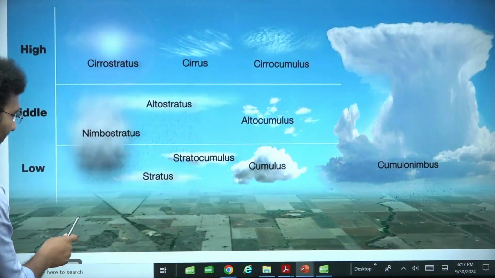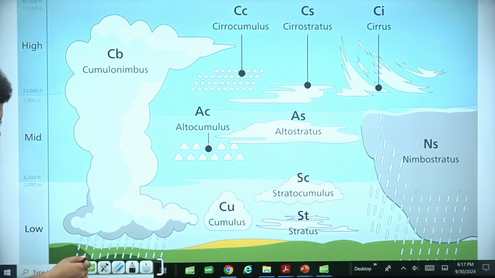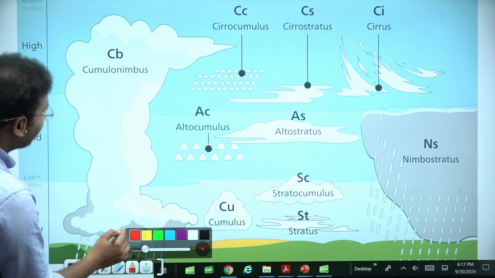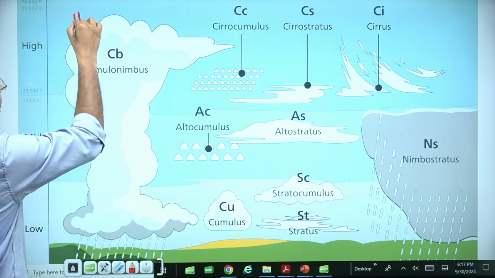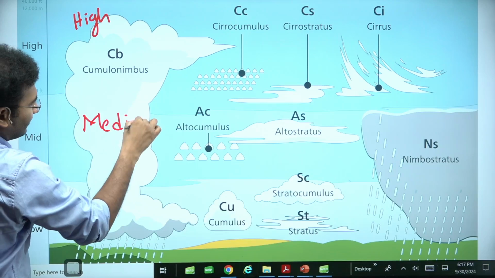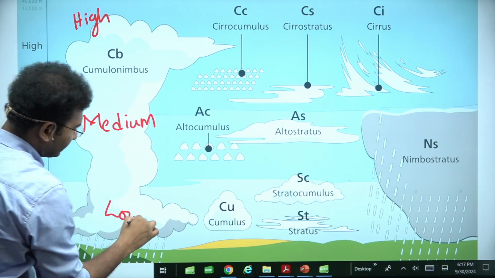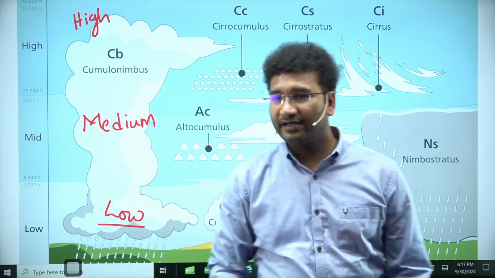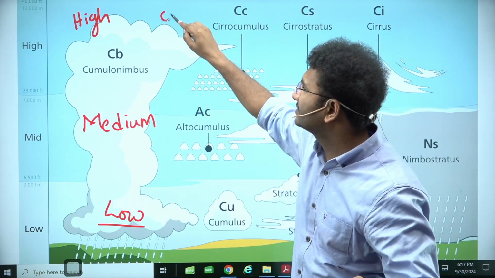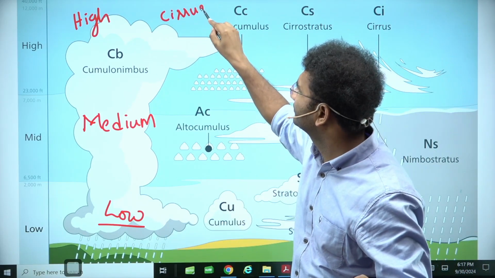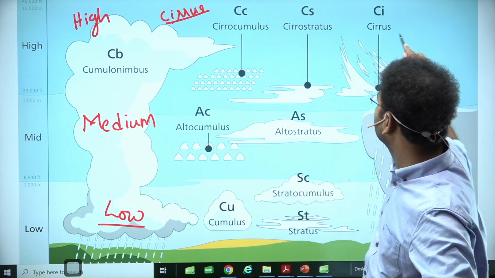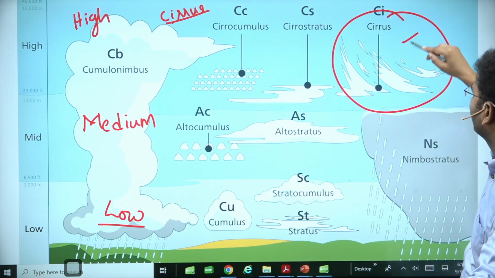Now look here, clouds can be divided into upper clouds and lower clouds. Clouds can be divided into three types. These are high clouds, these are medium clouds, and this is low clouds. There are three different types of clouds: high, medium, and low. High clouds are cirrus in nature. In this, there can be combinations. For example, this is your cirrus, which looks like a feather, right?